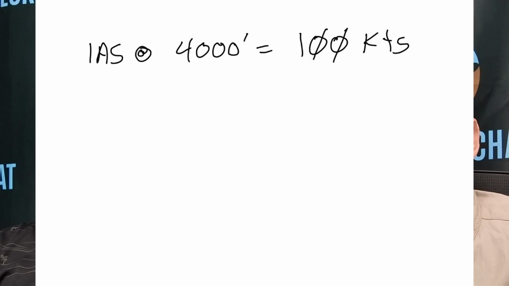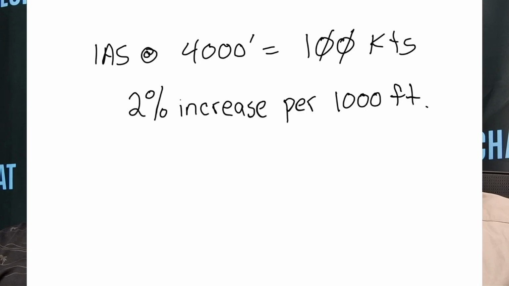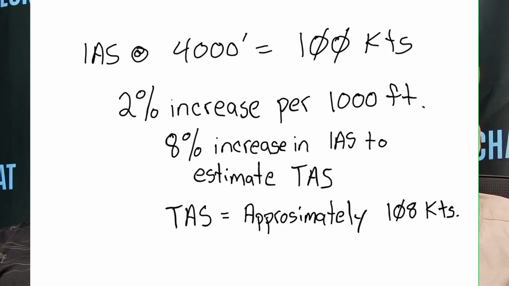Well, it's very simple. It's basically 2% per 1,000 feet. So let's give an example. We are at 4,000 feet and we are indicating 100 knots. Well, I hope that most of you could figure out that 4,000 feet, again, 2% per 1,000 feet, so 4 times 2 is 8. Hopefully we don't need calculators for that. 8% above 100 is another 8, so an indicated airspeed of 100 knots is 108 knots true airspeed.